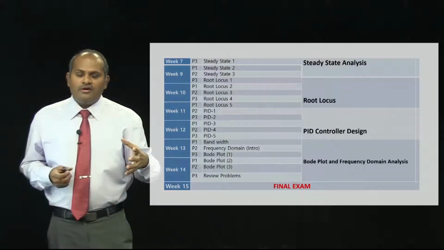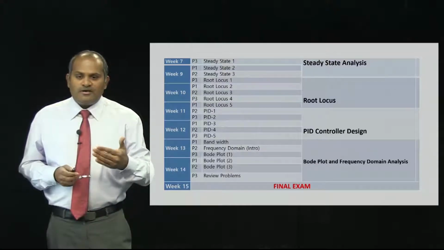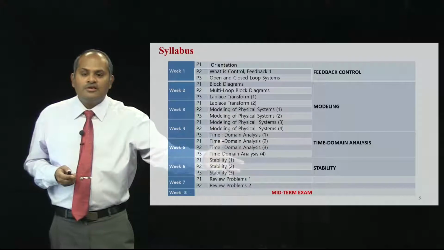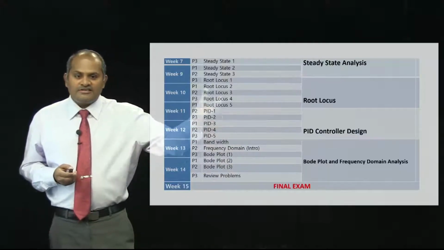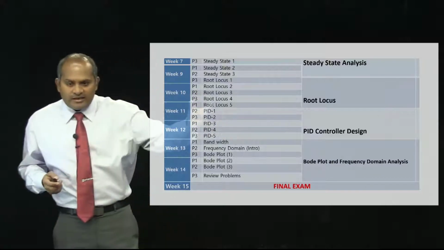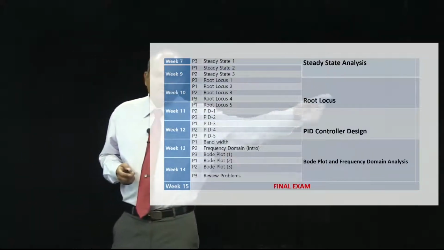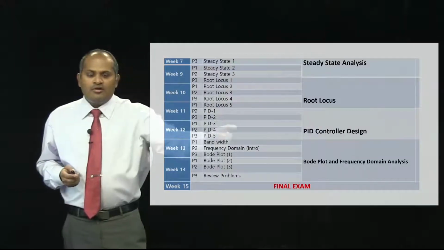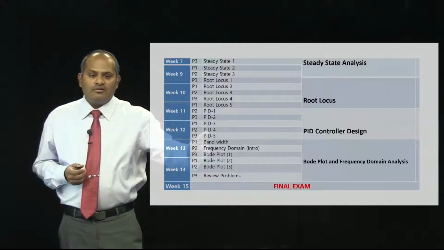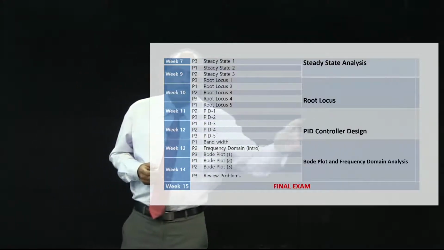The most important part of automatic control is in the second part. In the first part we learn all the fundamentals about modeling, about stability, about analysis. Next we are going to design. The root locus is both an analysis technique and also a design technique. We are going to learn root locus, and then we are going to move into the PID controller in week 11 and week 12. Weeks 11 and 12 are the most important part: the PID controller.